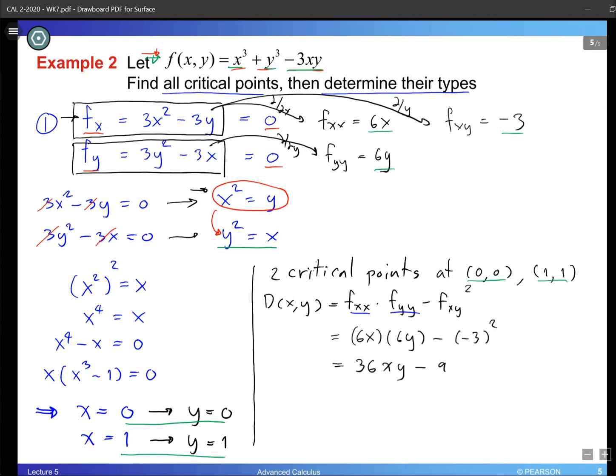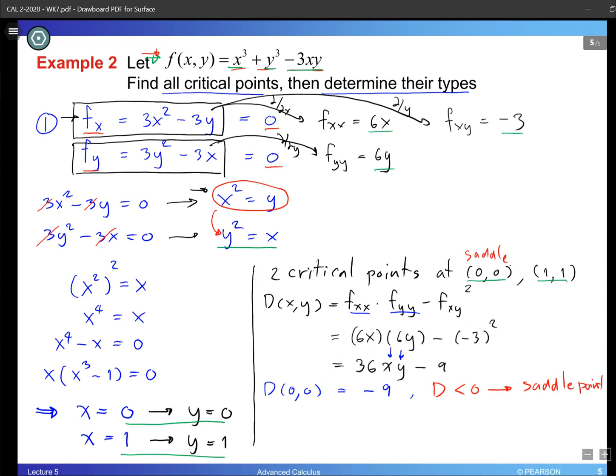Now let's check the D value at these two points, at 0, 0 and 1, 1. First one, let's change color to blue. D value at 0, 0. Let's check on that. 0 goes in here, 0 goes in here, so we get minus 9. And as you know from the guideline, if the D value is negative, and right here we have D negative, it means that this is a saddle point right away. So 0, 0 right here, saddle.